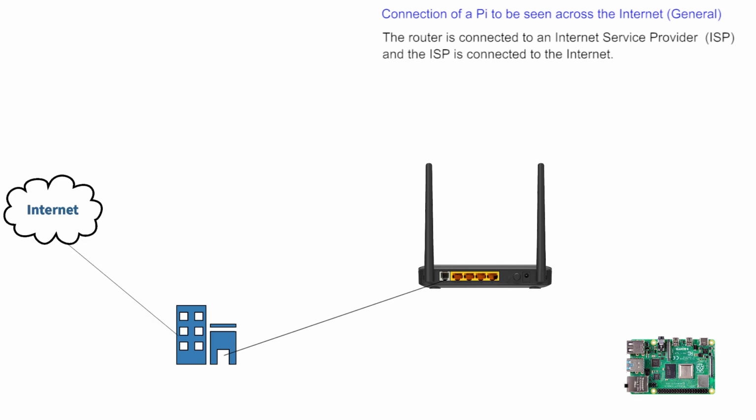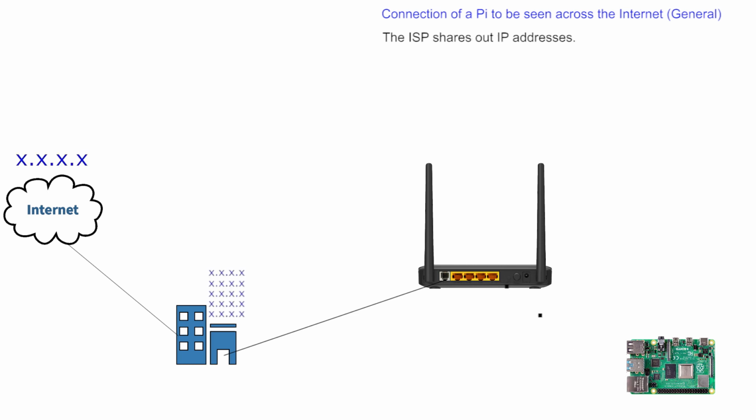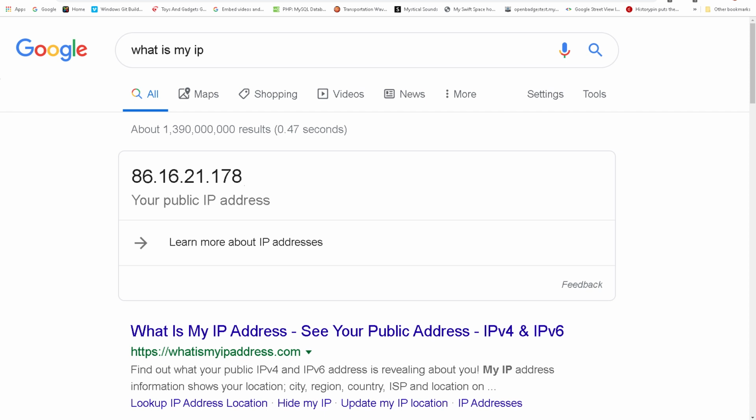The internet relies on addresses to route packets. One familiar form of address consists of four numbers separated by dots. The ISP holds a block of these and allocates one to your router. You can discover this by entering "What is my IP?" into Google.